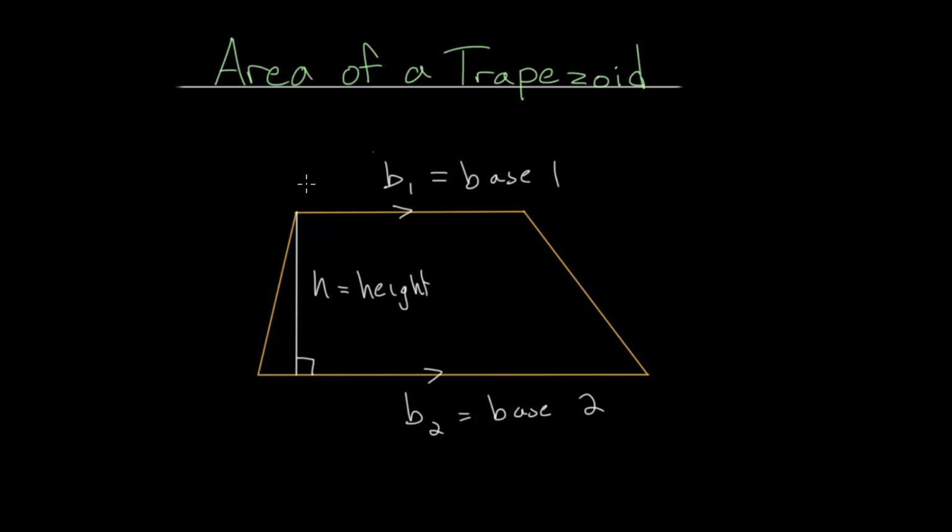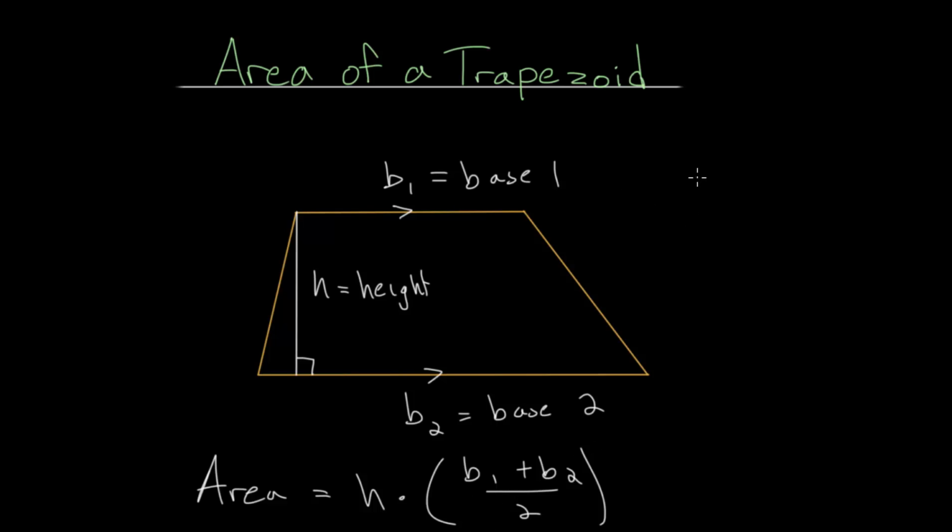trapezoid. And the formula, I'll just write down the area of this trapezoid, will be that height, h, multiplied by the average of the bases. So b1 plus b2 divided by 2. Since remember, when you're finding the average of something, you add them together and then divide it by 2.